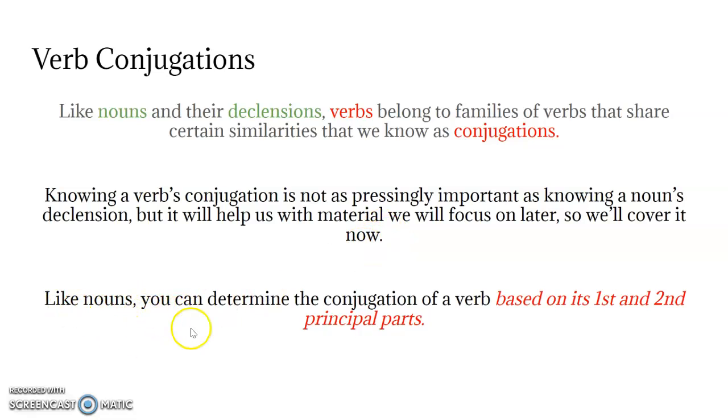Like nouns, you can determine the conjugation of a verb based on the ending of its first and second principal parts. Similar to a noun, if you see lupa, lupae, the first principal part ends with an A, the second principal part ends with an AE, we know that means it belongs to the first declension. So let's look at how we apply this same principle to verbs.